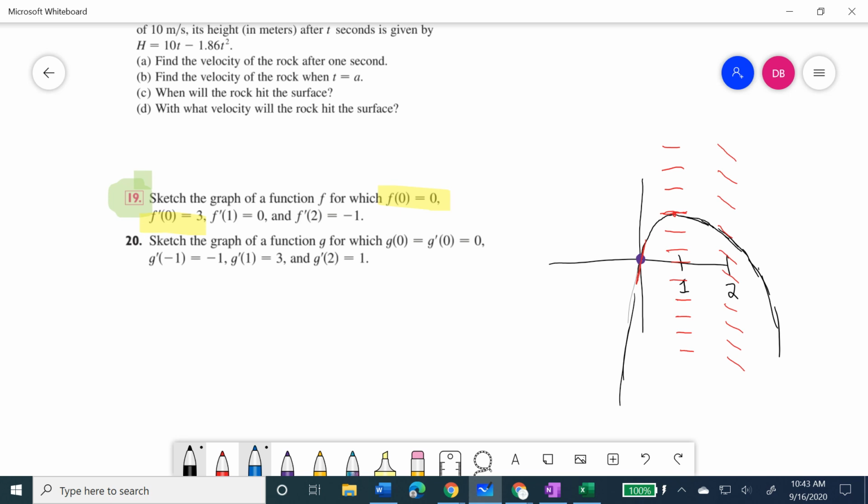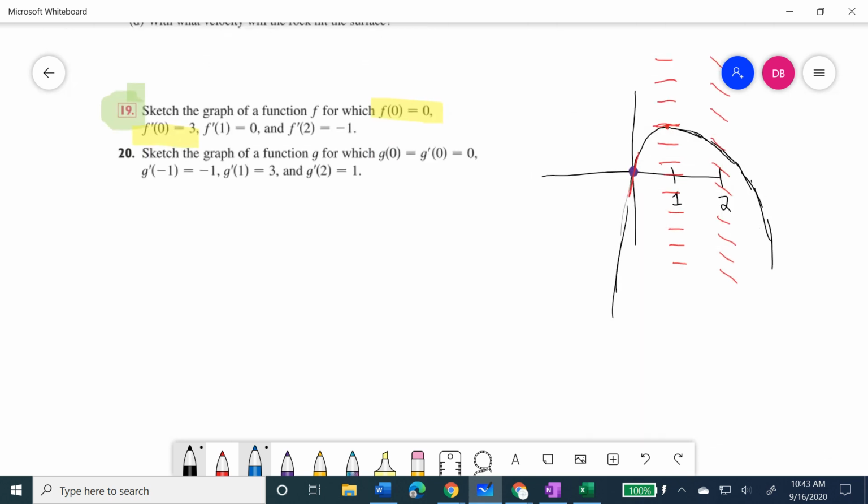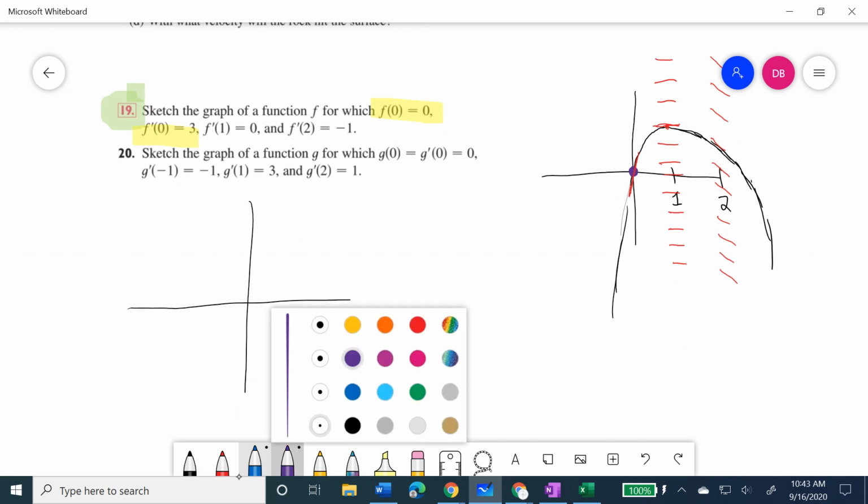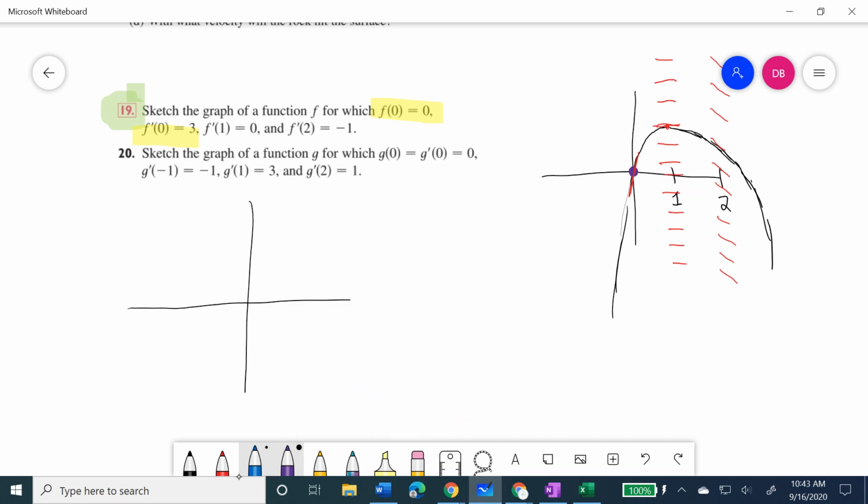All right. I'll more quickly go through number 20. I have one known point, when g of 0 is equal to 0. One known point. Let's look at slope information. I know that the derivative of g at 0 is also equal to 0, so it's a flat horizontal tangent line. When x is negative 1, I know that I have a negative 1 slope.